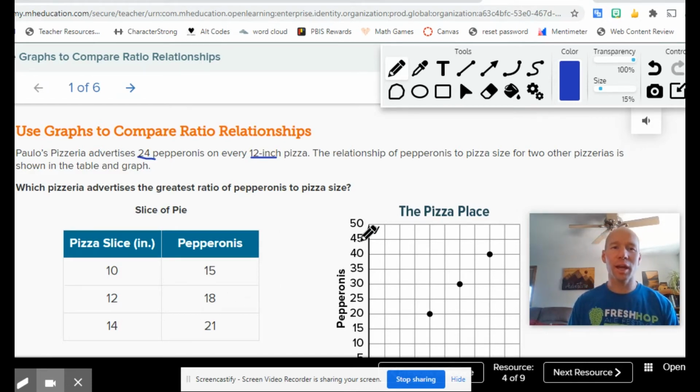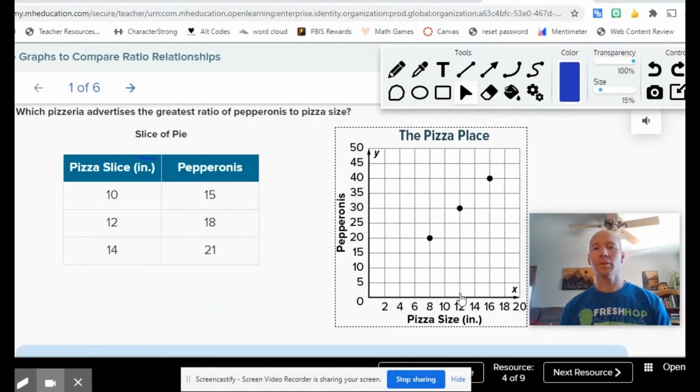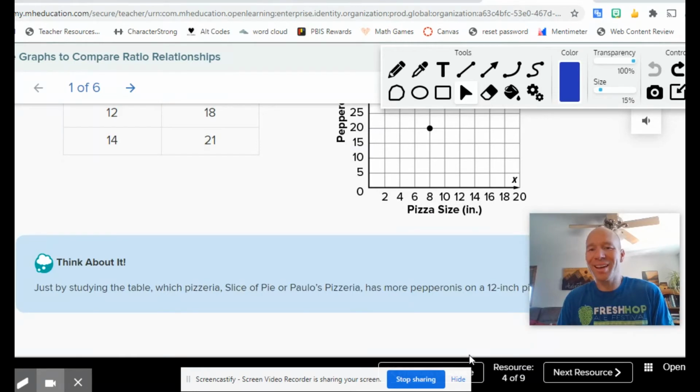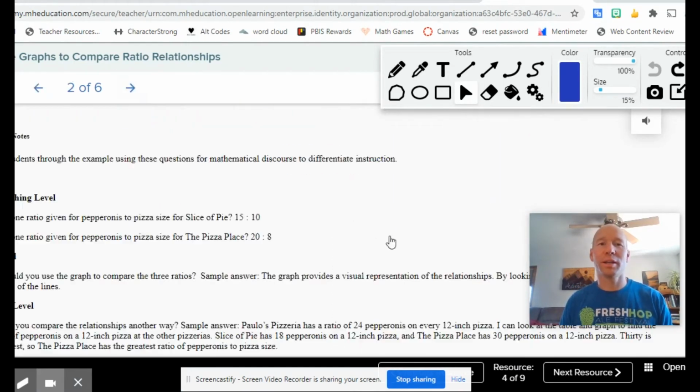I can then look at these other 2. This one I can see a 12-inch pizza has 18 pepperonis. Between these 2, which one has more pepperoni, a greater ratio of pepperoni to pizza? The top one, Paolo's, has more than the Slice of Pie. All right, let's look at the Pizza Palace. I found that the 12-inch pizza here has 30 pepperonis. But then I'm going to go to the next page and see what I can do.